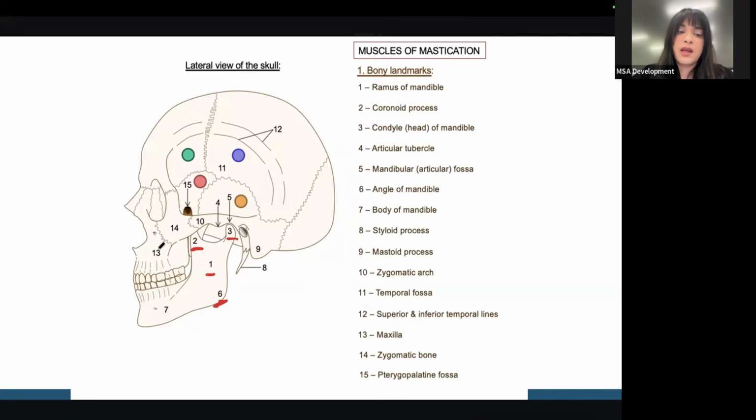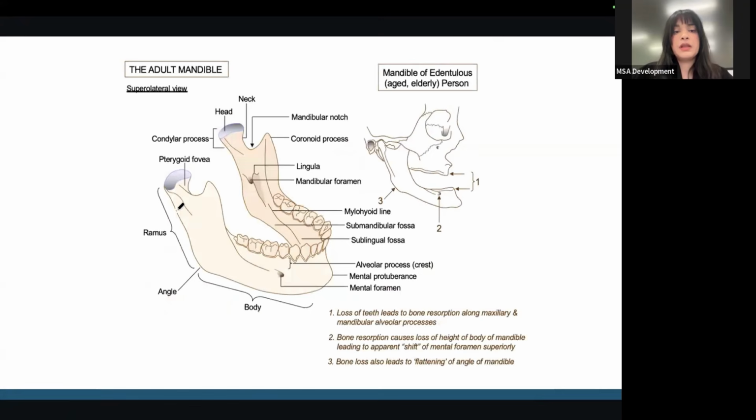Number 13, this is the maxilla. So this area is the maxilla. Number 14 is the zygomatic bone, and number 15 is the pterygopalatine fossa. As you can see here, right there, this is the pterygopalatine fossa, this opening. So again, one more time, this is the superolateral view.